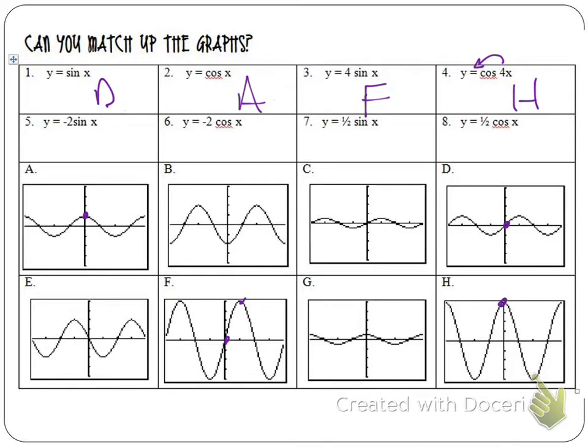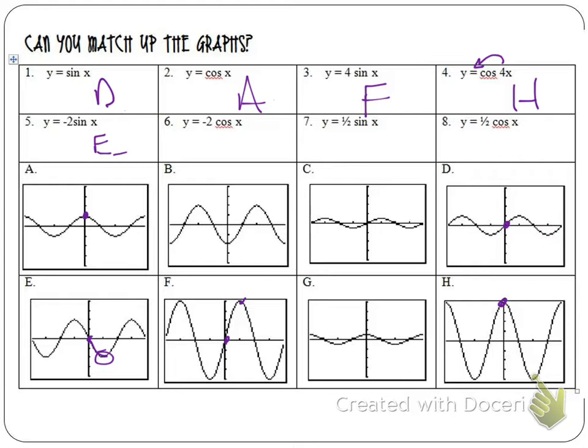Next one is a sine graph, so it's going to start at 0, but then it's -2. So we're looking for a graph that starts at 0 and then comes down first, and that's E. Comes down to -2 and then comes back up.